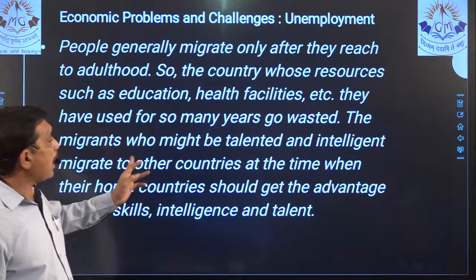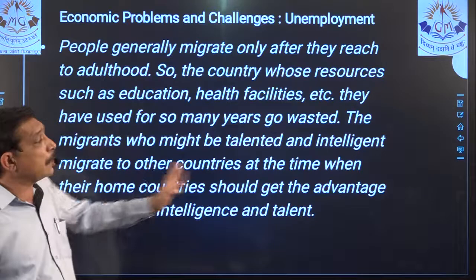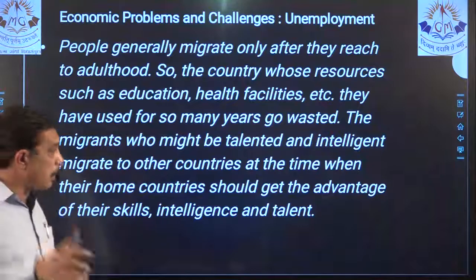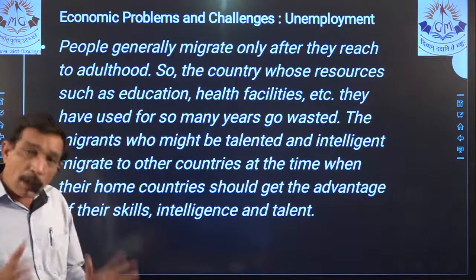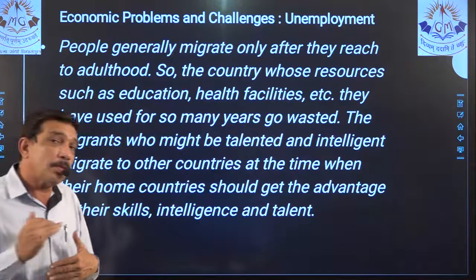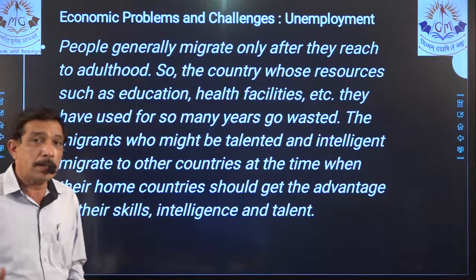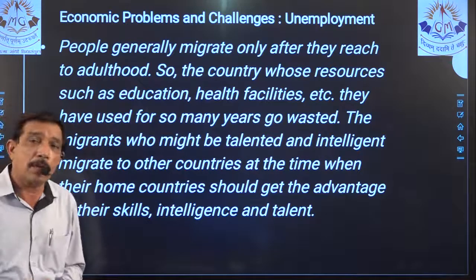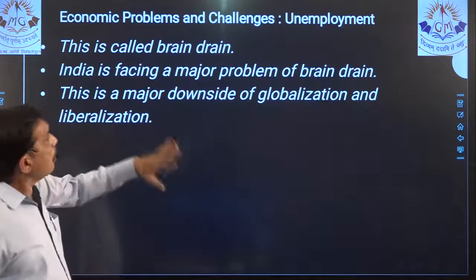Migrants who might be talented and intelligent migrate to other countries at a time where their home countries need them. They should get the advantage of their skills, intelligence, talent, everything. But they migrate and go away. So you should be able to prove your point, right? That migration, or brain drain, is not helpful for the development of the country, and it is harmful. This is called brain drain.